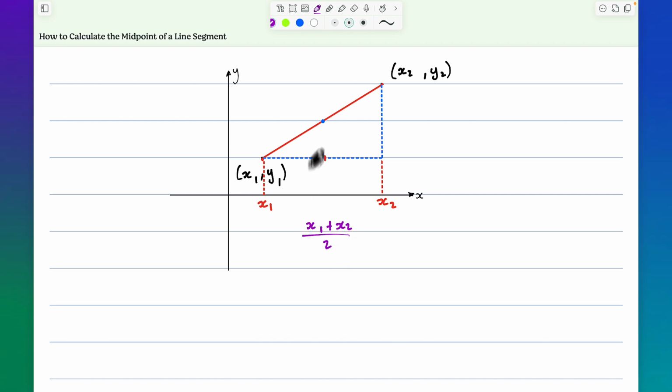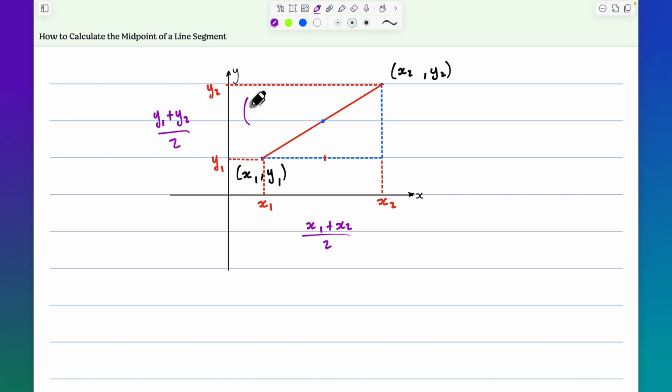Same thing with the y's. To go from this y value to that y value, we're moving vertically. If this is y1 and this is y2, the y position of the midpoint is smack dab in the middle of these two points. So you find the average again: y1 plus y2 divided by 2. Basically, those are the coordinates of your midpoint.